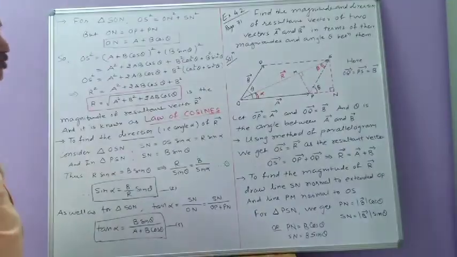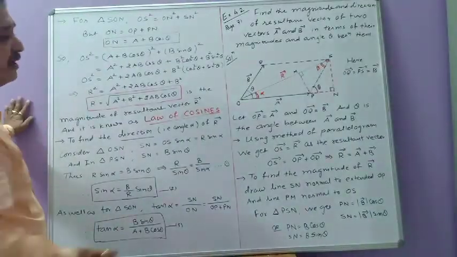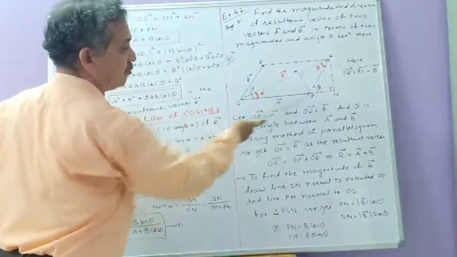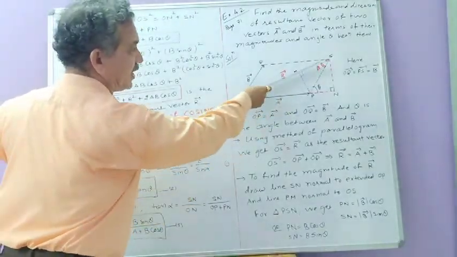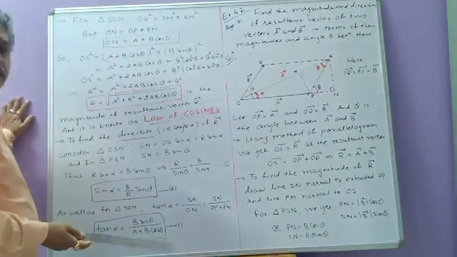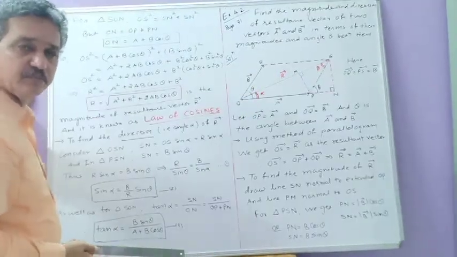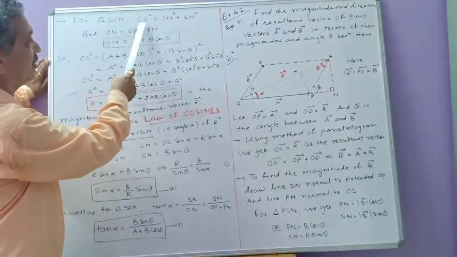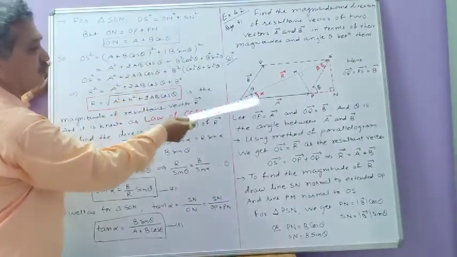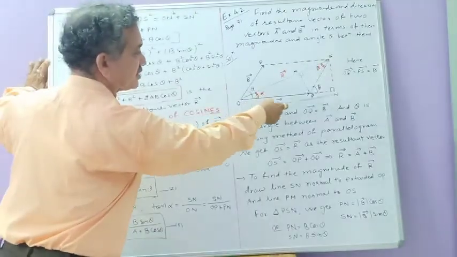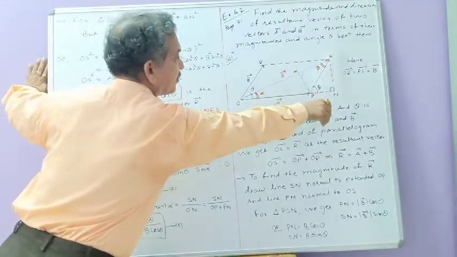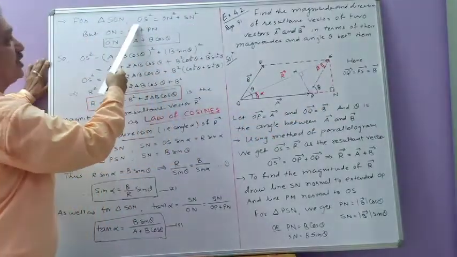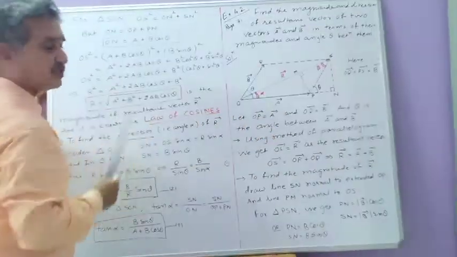We have to make use of this. Now consider the right angle triangle SON. For this right angle triangle SON, OS is the hypotenuse, and as you know, according to Pythagoras theorem, the square of the hypotenuse equals the sum of the squares of the adjacent side and the perpendicular, opposite side. So OS square equals ON square plus SN square.